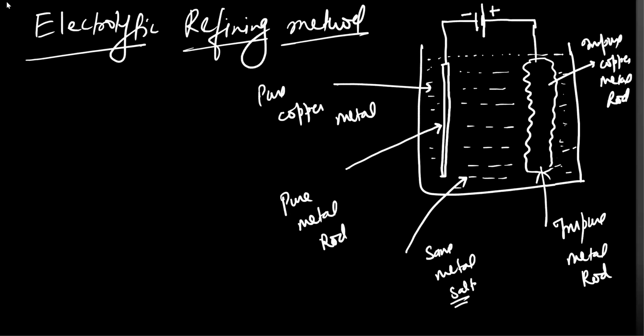And here the salt of the same metal is taken. For example, if we are purifying copper, it must have Cu2+, meaning we have copper sulfate inside it: Cu2+ and SO4 2-. It's the same salt, copper sulfate. If we are purifying silver, then we will have silver nitrate here, AgNO3. The same metal that you are purifying, the pure rod and the impure rod of that same metal will be taken here. Understood? Yes, sir.